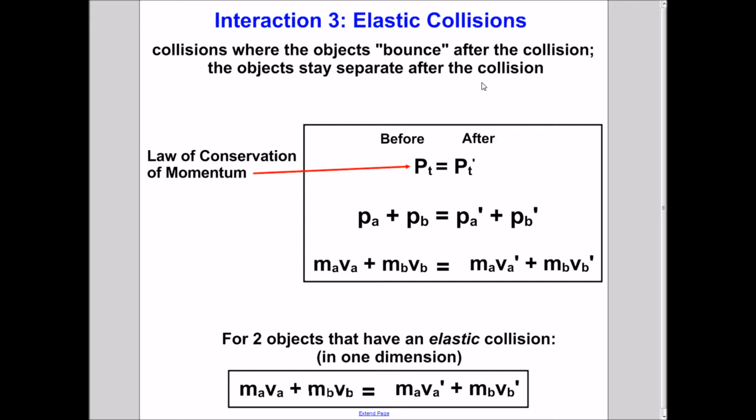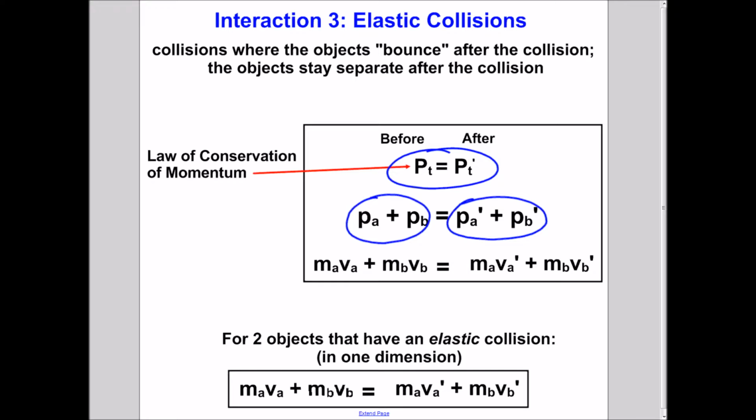The last kind of interaction that we look at involving the law of conservation of momentum is when they hit and bounce off of each other. So when these objects bounce off of each other, they are called elastic collisions. And the significant difference, of course, now is that although the total momentum in the system is still the same before and after, now you have objects that are separate from each other both before and after the collision.